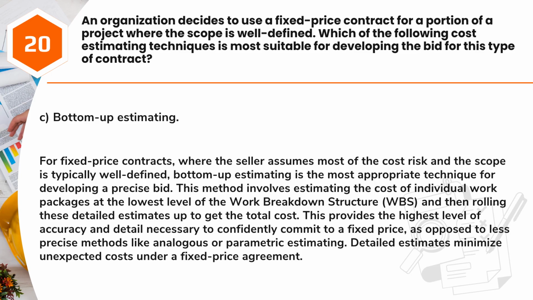For fixed-price contracts, where the seller assumes most of the cost risk and the scope is typically well-defined, bottom-up estimating is the most appropriate technique for developing a precise bid. This method involves estimating the cost of individual work packages at the lowest level of the work breakdown structure, WBS, and then rolling these detailed estimates up to get the total cost. This provides the highest level of accuracy and detail necessary to confidently commit to a fixed price, as opposed to less precise methods like analogous or parametric estimating. Detailed estimates minimize unexpected costs under a fixed price agreement.